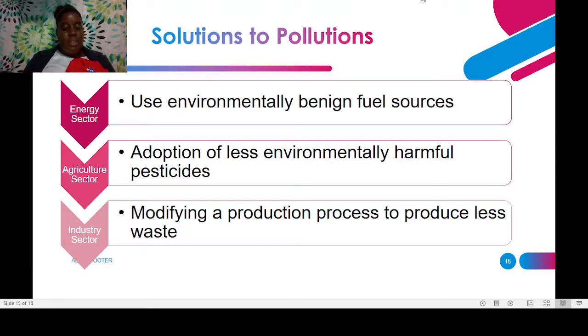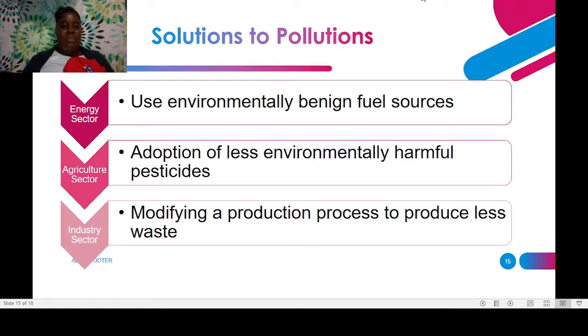And our industry sector can modify a production process to produce less waste. It means that in an industry, let's say they are preparing fruits to go and sell in the market. Now, they will take off the stalk and leaves of those fruits. Now, instead of dumping those stalks and leaves into the environment, they can grind that and make fertilizers for plants. Isn't that so? Good. Correct? Yes. So is everyone following? I'm happy that everyone is following.